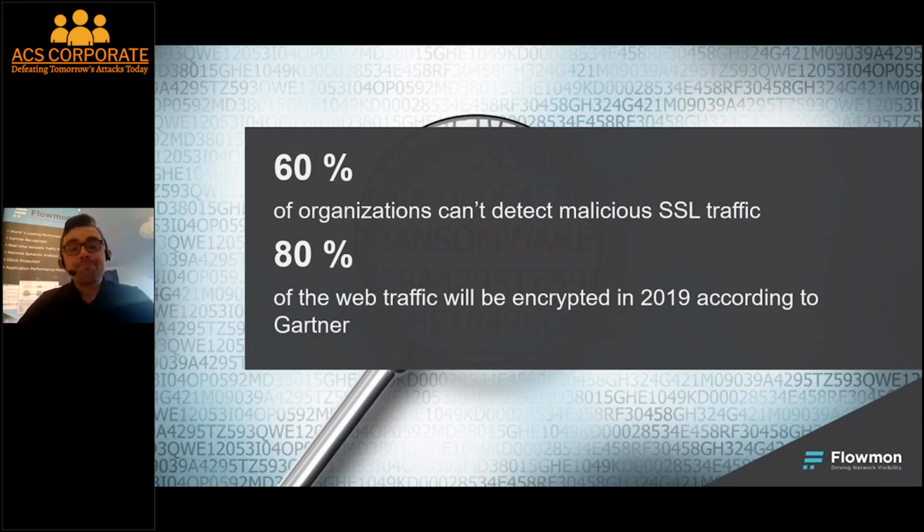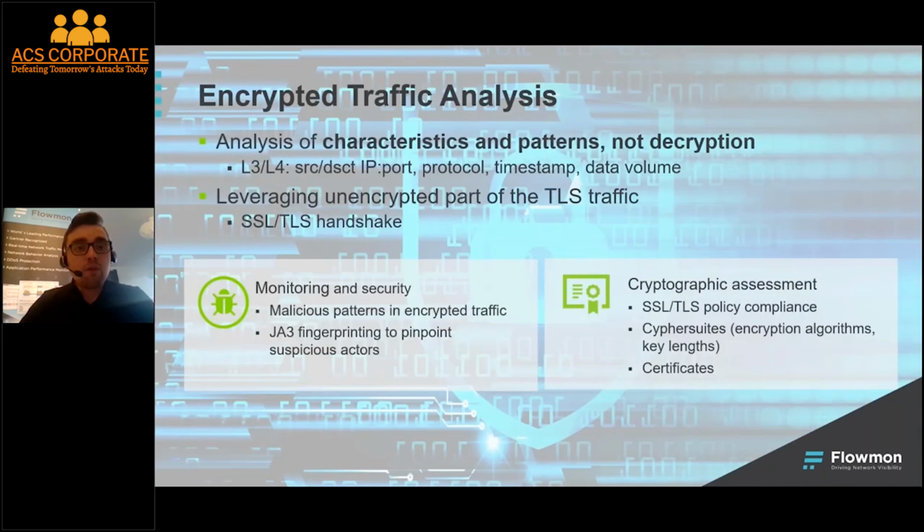And also another prediction from Gartner is that in 2019 they expect that 80% of the traffic will be encrypted. So this is something we really need to address. And how to address this? Let's take a look at how we at Flowmon look at encrypted traffic analysis.